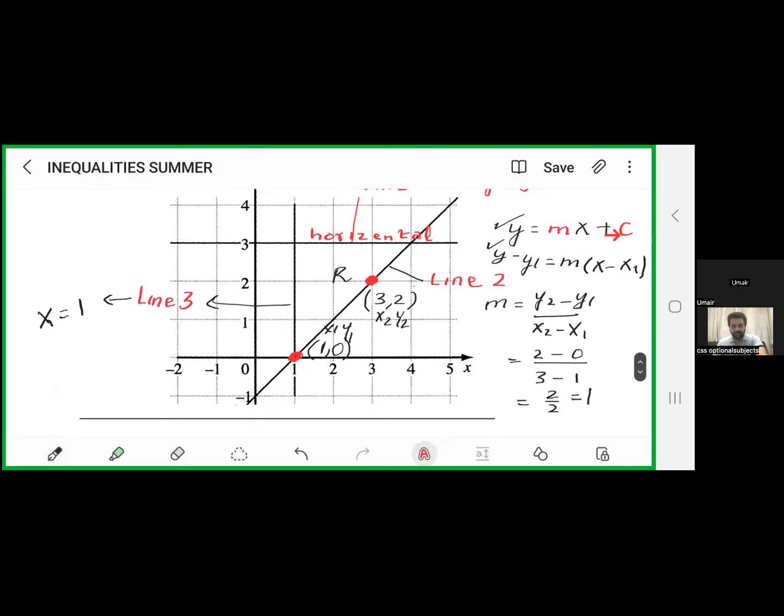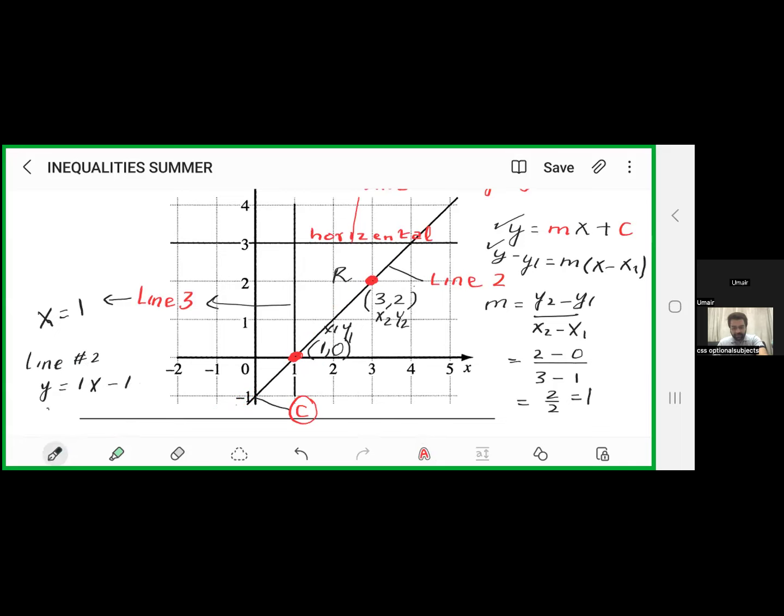This C is basically the point on the y-axis from where the line is passing. So the line is passing from this point on the y-axis, and this value represents C. C is the y-intercept. Y-intercept means the point on the y-axis where the line crosses the y-axis. So this is -1. So your equation for line number 2 is y is equal to m is 1, x plus c is -1.